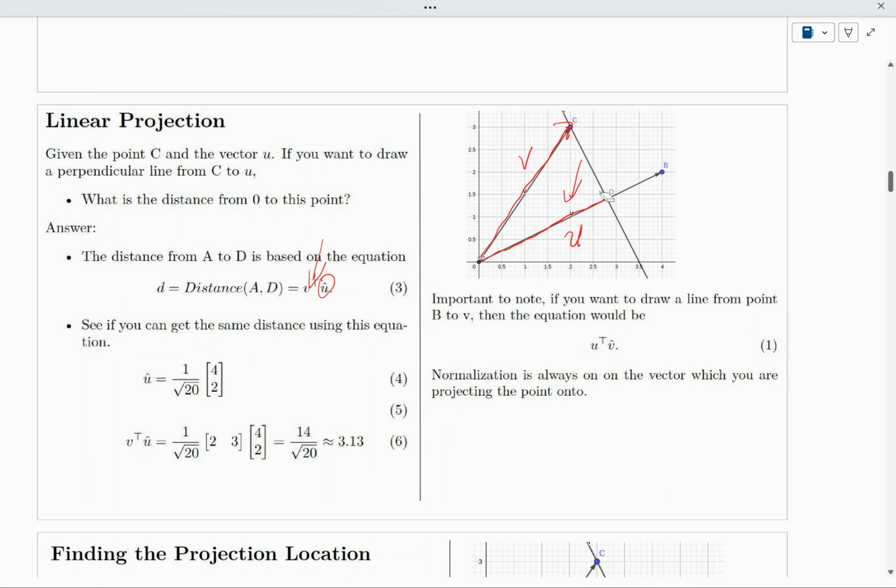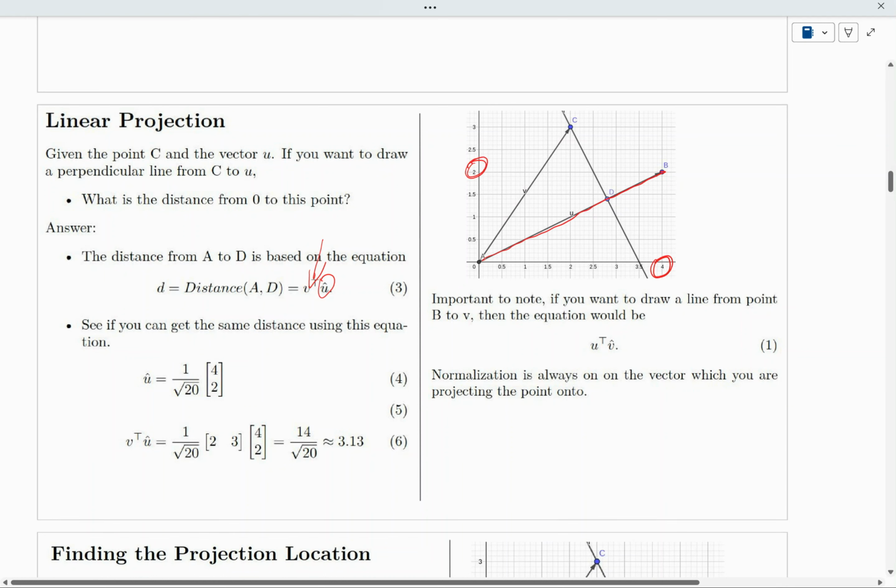So this right here was 4, 2, right? So notice how U is 4, 2. Now we want to find U hat, so we take 4, 2 divided by the length. The length is, remember, 4 squared plus 2 squared, so that's how I got the square root of 20. So now we have U hat, and if we just take the dot product of U hat with V, that gives us the distance, which results to be 3.13.